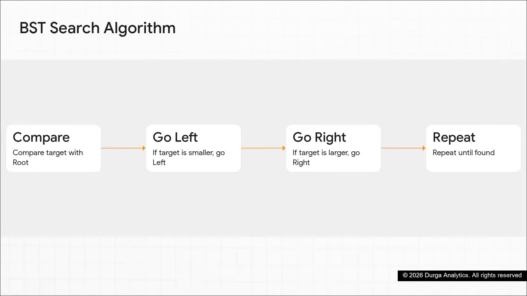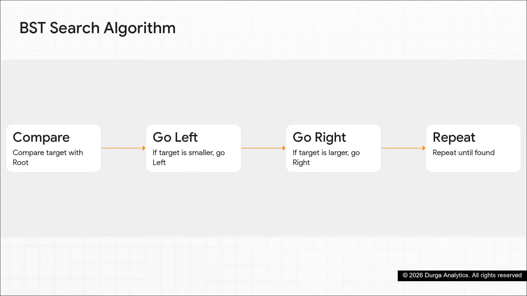Let's break down the actual algorithm here and see how this builds a predictable, repeatable loop for finding literally any value in the structure. Step 1. Compare your target with the current node. Step 2, if it's smaller, you go left. Step 3, if it's larger, you go right. Step 4, just repeat until you find it.